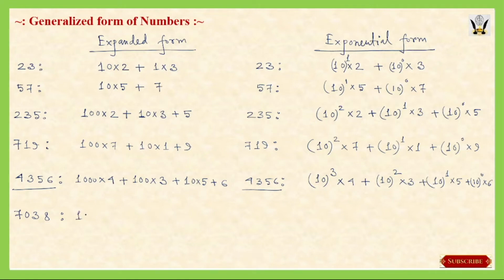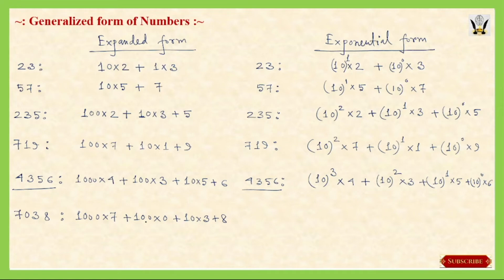So it will be 1000 multiplied by 7. Then at this place, as we have seen already that there was 0, so it will be 100 multiplied by 0, or we cannot write anything here, and then it will be 10 multiplied by 3 and then plus 8.